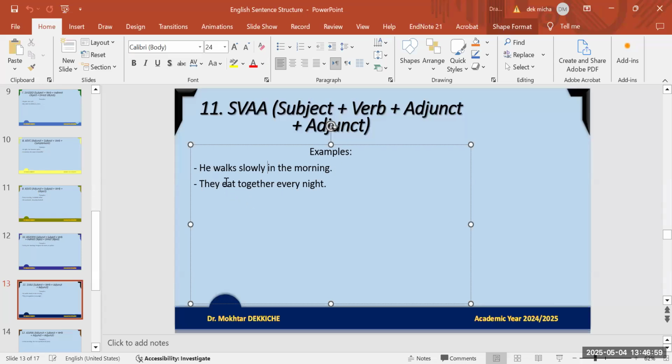The second one: they eat together every night. How do they eat? They eat together. But when, at which specific time? Do they eat together all day, 24 hours? No, they eat together just every night, at night. Okay? First adjunct, how they eat: together, and when? At night.